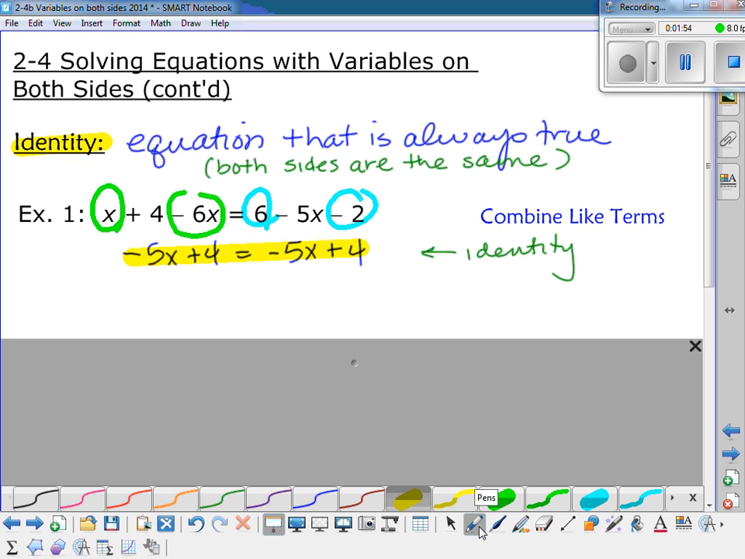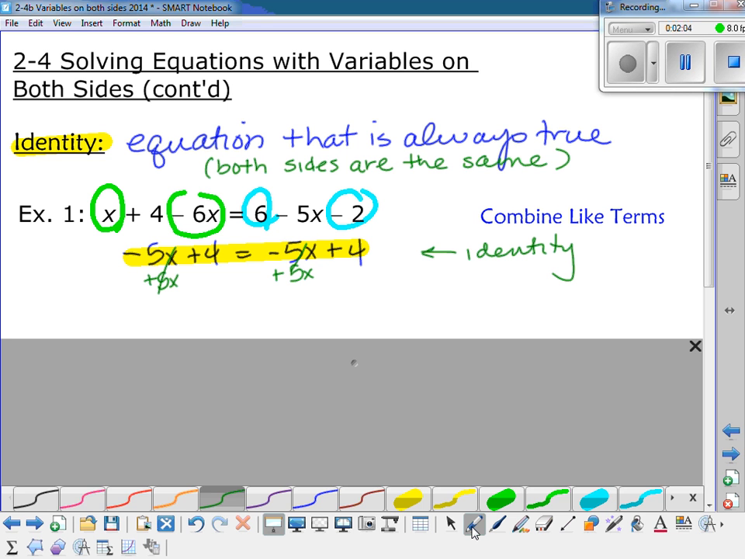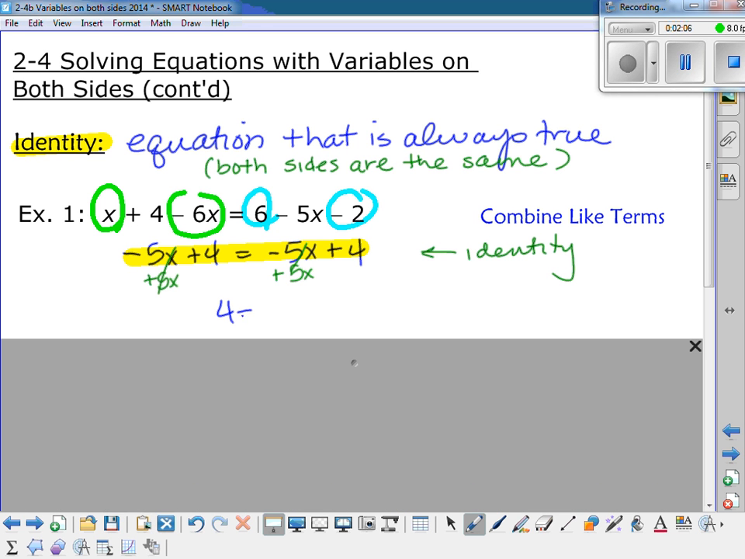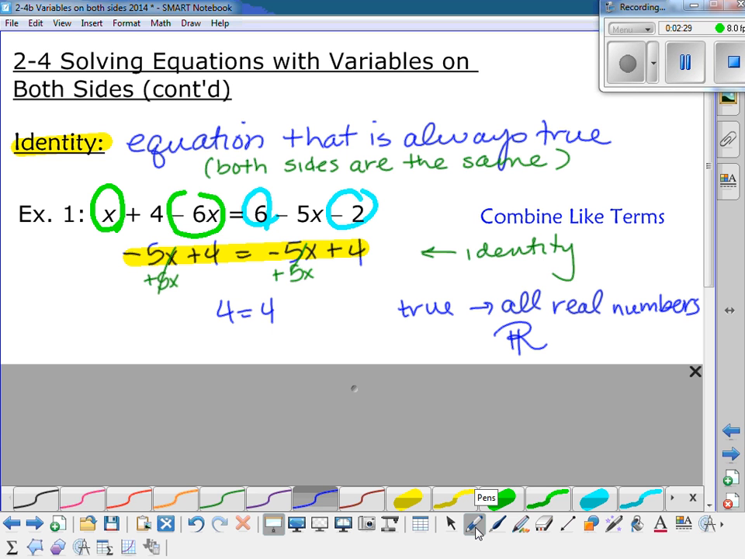If I continue like I would normally solve an equation and I subtract 5x or add 5x to both sides, those would cancel out and I'm just left with 4 equals 4. Now does 4 equal 4? Yes. So when I end up with something true, that means the answer is all real numbers. It doesn't matter what I put in, any number, it'll work. And if you don't want to write all real numbers, you can write a little fancy R to represent all real numbers.